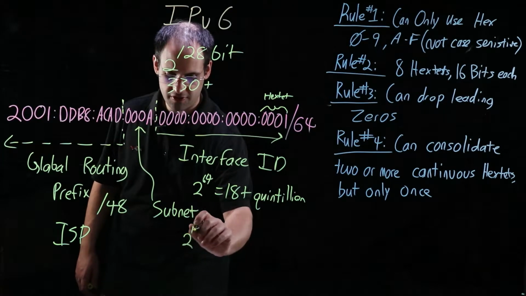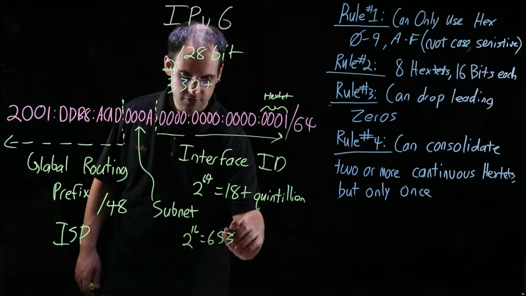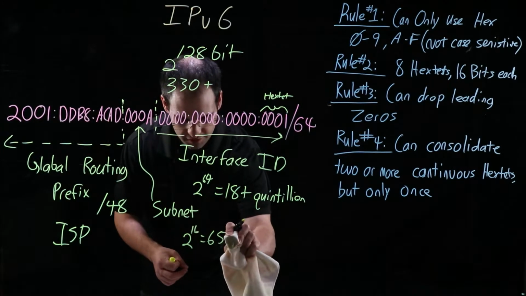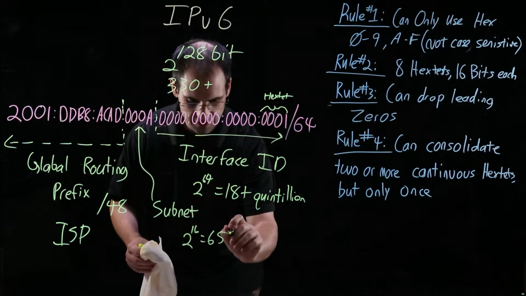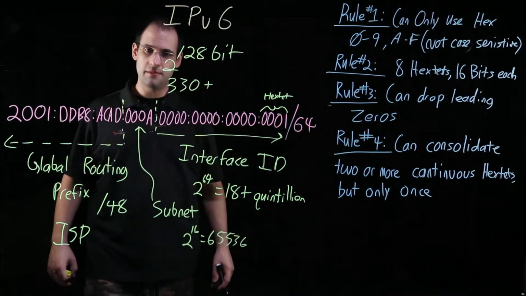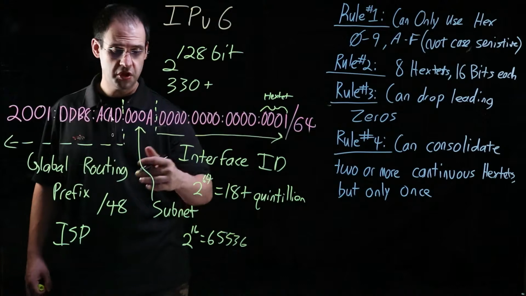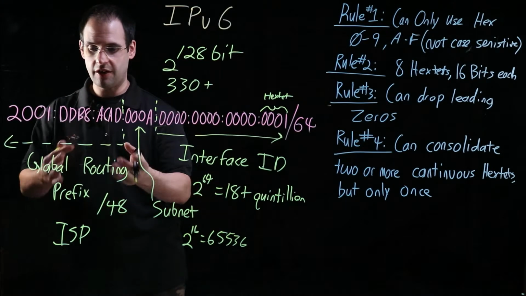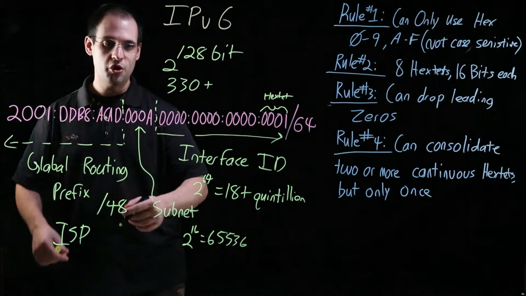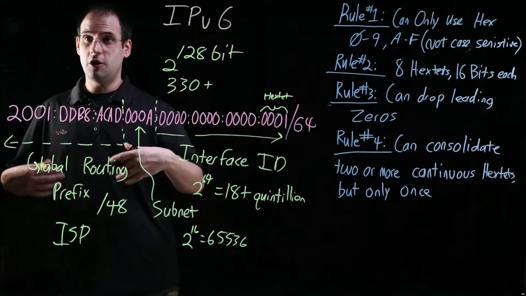So 2 raised to the 16th is 65,500 and, oh sorry, that's a 5. My bad, getting ahead of myself. 65,536 addresses. That means one hextet provides us 65,536 combinations, or in our case, given that our ISP or someone would give us this global routing prefix, we could come up with 65,536 different subnets of our choosing.